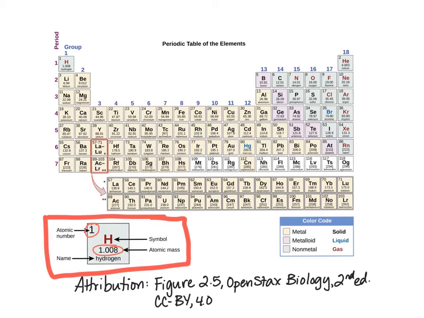Now, depending on which periodic table you're looking at, the numbers might be in different areas, but the atomic mass number is always going to be a larger value than the atomic number. So even if the numbers were in a different area, notice how the atomic mass number is a higher value, or a bigger number, than the atomic number.